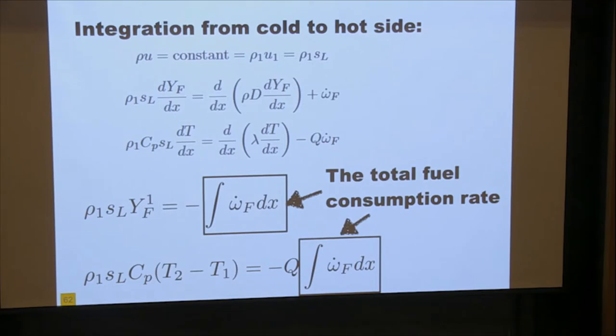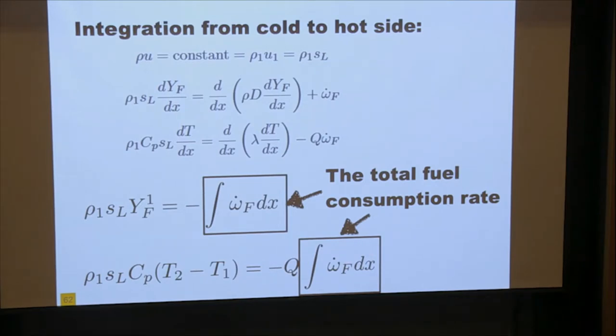You do the same thing for the second equation and you get the same result. Here I'm assuming Cp equal constant. Remember yesterday we said that for most premixed flames, this was a good assumption. So rho Cp SL comes out of the integral. I'm left with the integral of dT/dx dx, which is T. So this is rho SL Cp (T2 minus T1), the temperature difference between cold and burnt, equal again to minus Q multiplied by the total fuel consumption rate.